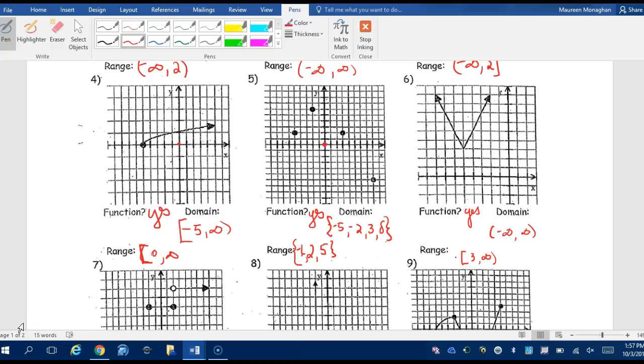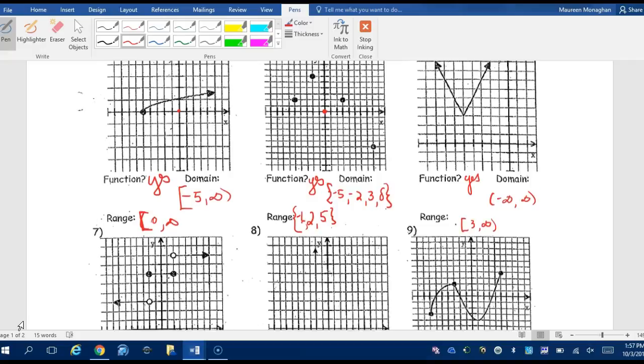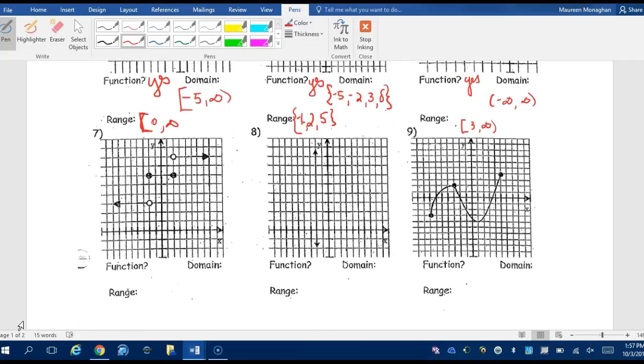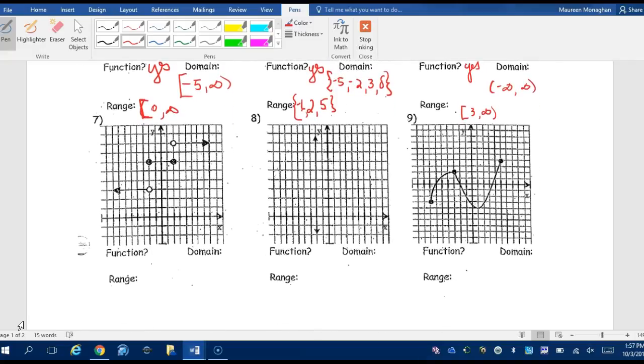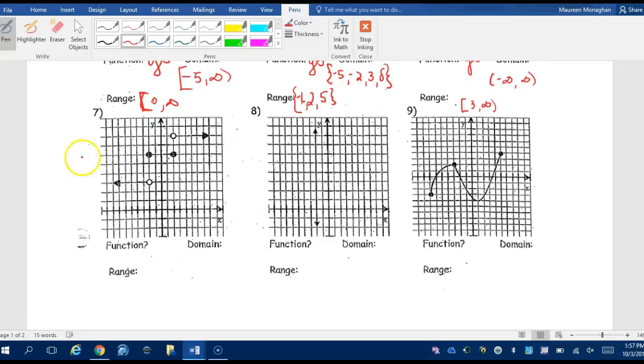Okay. Did you get the same answer as I? Negative infinity to infinity and 3 to infinity. Okay. I feel like these next, well, this one I know you can do on your own. So try that one on your own. I'll do 8 with you.